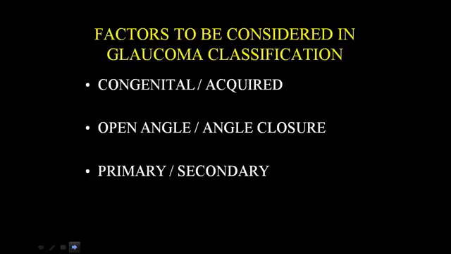As you know, when we say it's a primary glaucoma, it means it's idiopathic, or it has no known cause. And when we say it's a secondary glaucoma, it means there's some recognizable ocular or non-ocular disorder that contributes to the elevation of the intraocular pressure.